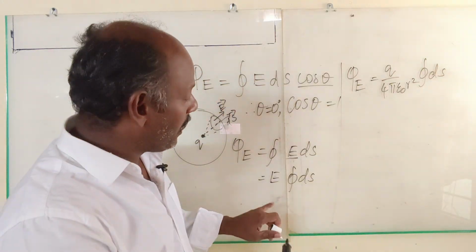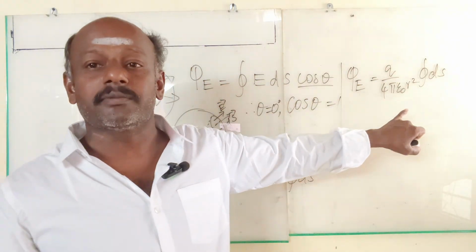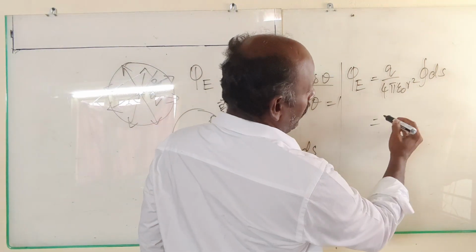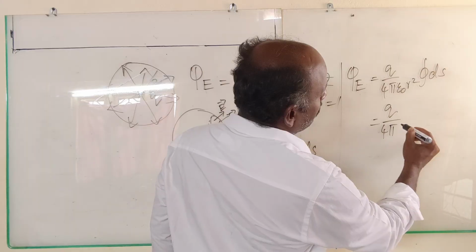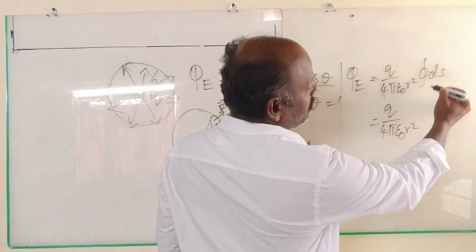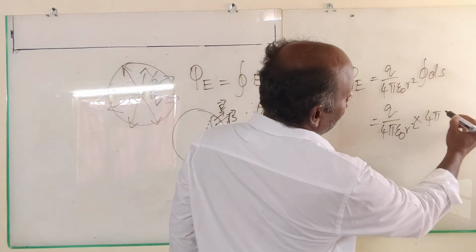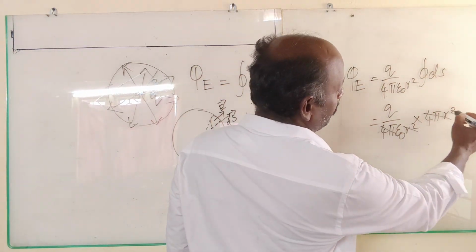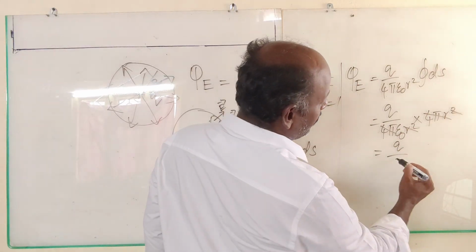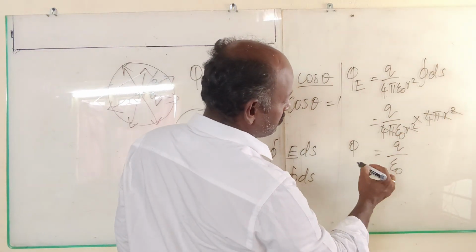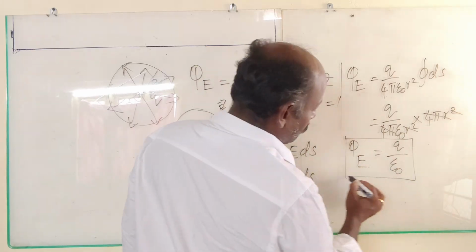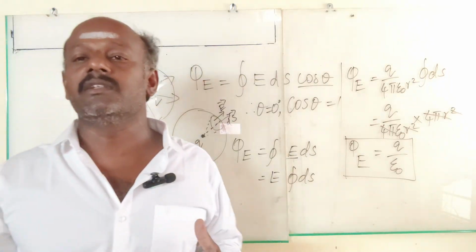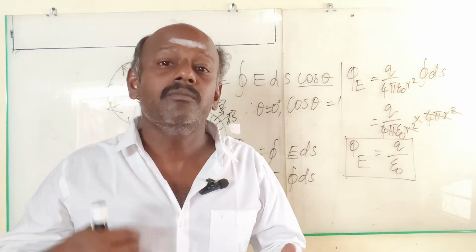Now, I told you E is equal to q by 4 pi epsilon naught r square according to Coulomb's law. So if I write q by 4 pi epsilon naught r square into the integration of 4 pi r square, I can cancel 4 pi r square, so I will get q by epsilon naught. What is this? This is phi E. This is nothing but Gauss law. So in this way we can derive Gauss law from Coulomb's law.